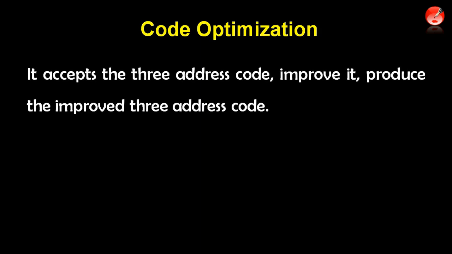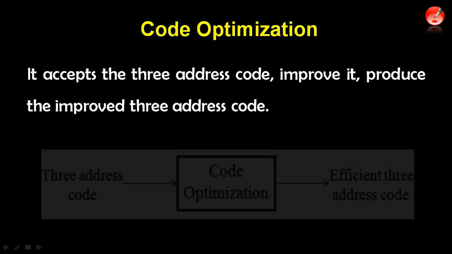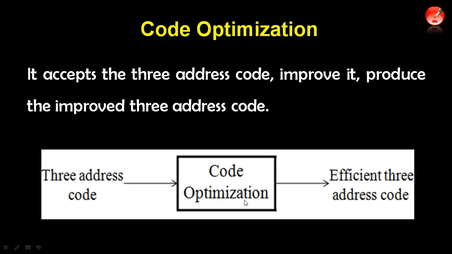The next phase is code optimization. This phase accepts the 3-address code and generates an improved version of the 3-address code. The reason for using code optimization is effective execution of the machine level language code. A compiler having this optimization phase is called an optimizing compiler. This optimization phase is an optional phase. Without the code optimization phase, we can create a compiler.